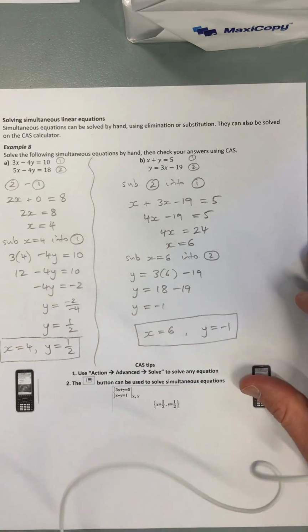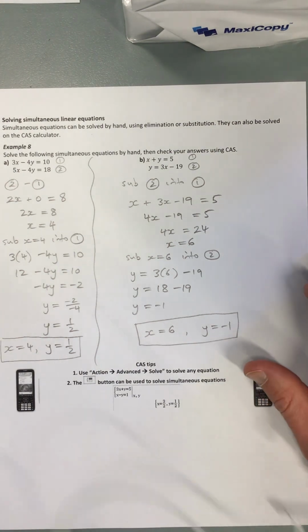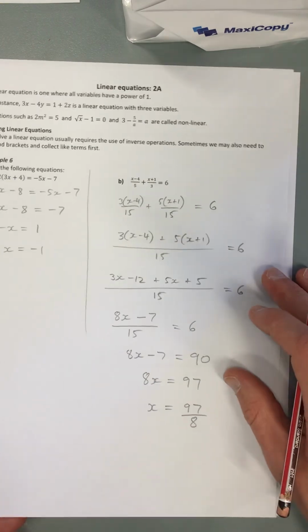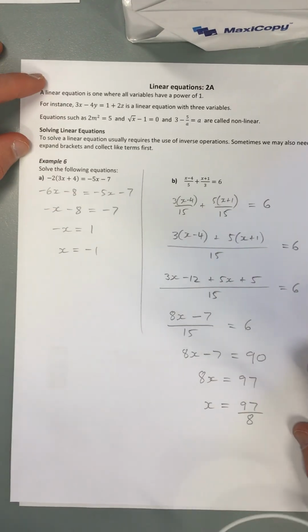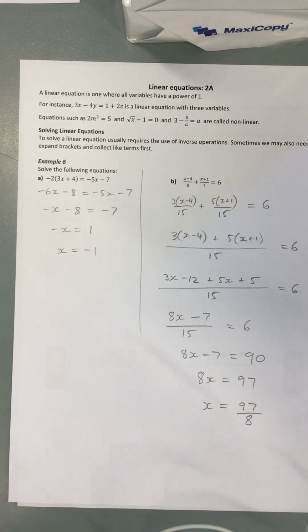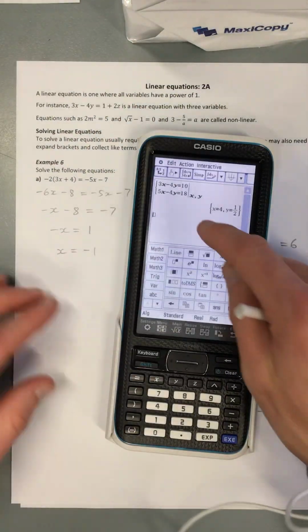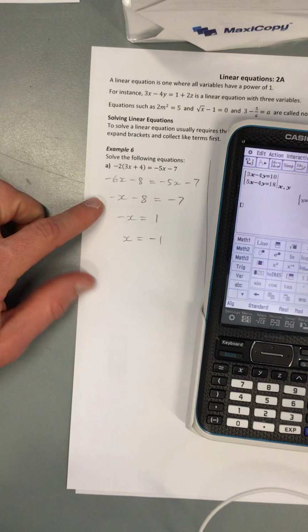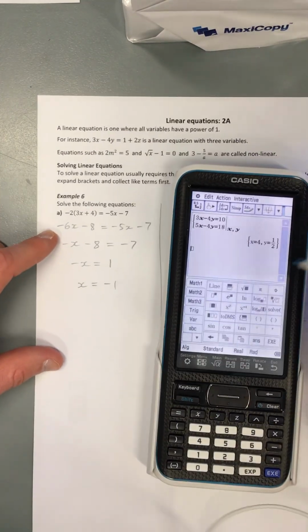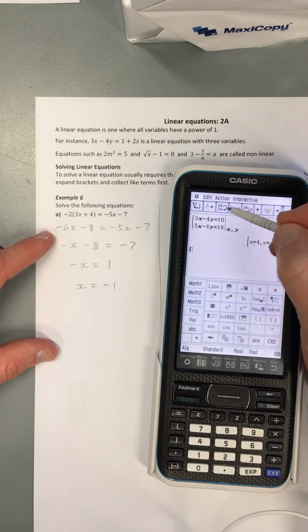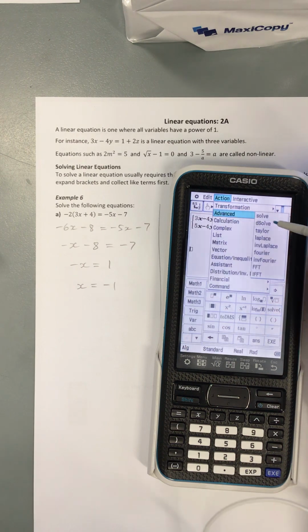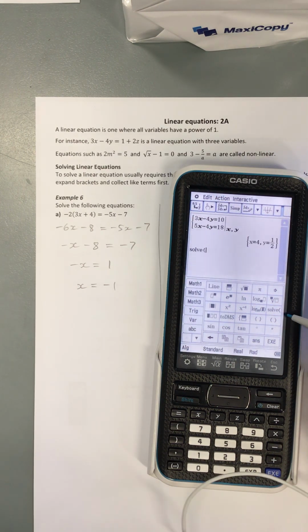And I should have probably clarified, going back to the very first example in this section, so things like example 6a, if you're just solving one equation on your CAS, don't forget your good friend solve. Very, very useful in Methods. So if we just go back and check our 6a example answer really quickly, you can bring up solve a couple of different ways. I usually use action, advanced, solve. You can also use solve from the keyboard.